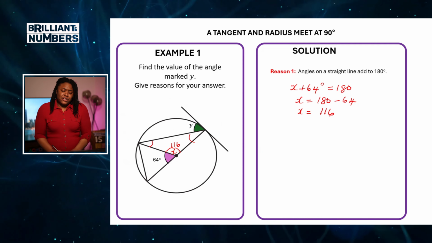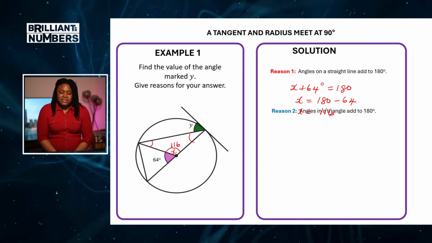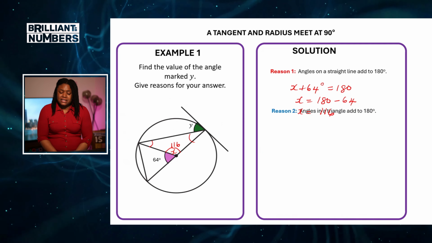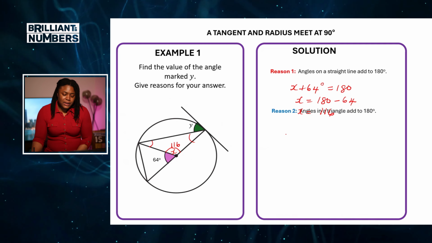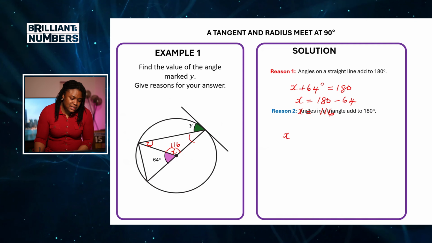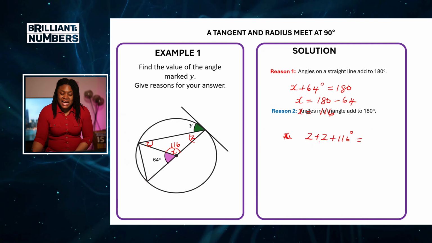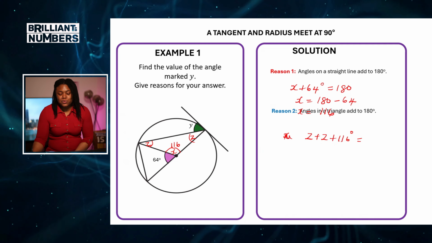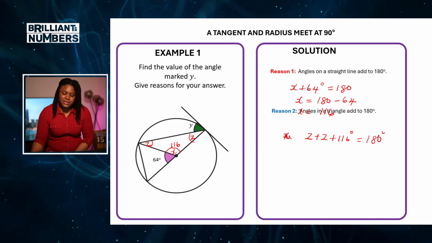So I know that angles within a triangle, so I put that in. Angles in a triangle add up to 180 degrees. Therefore, I'm going to now make an equation. Let's call this one z to avoid confusion, so I'm just going to scratch that out. So z add z plus 116 should be giving us 180 degrees.